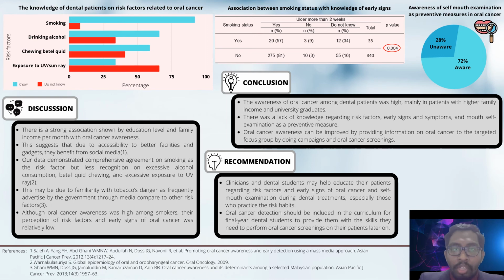Now, we have reached the final part of this presentation. What we can recommend from our study is that clinicians and dental students should educate their patients regarding risk factors, early signs of oral cancer, and self-mouth examination, especially those who practice the risk habits. Oral cancer detection should be included in the curriculum for final year dental students to help provide them with the skills they need in order to perform oral cancer screenings on their patients later on.